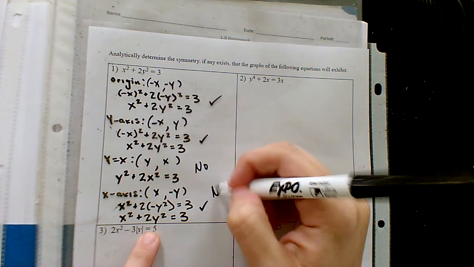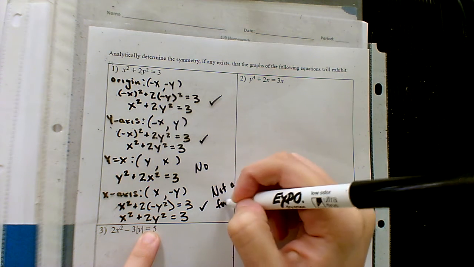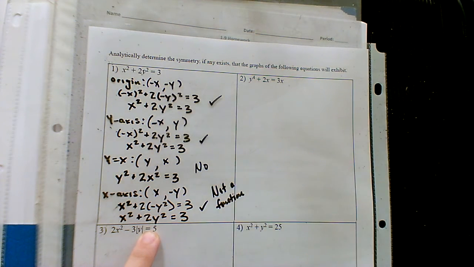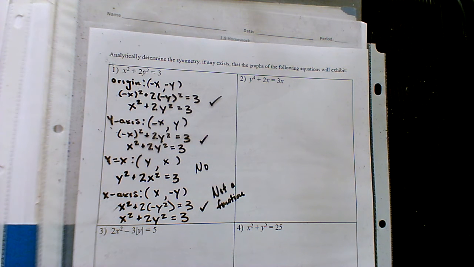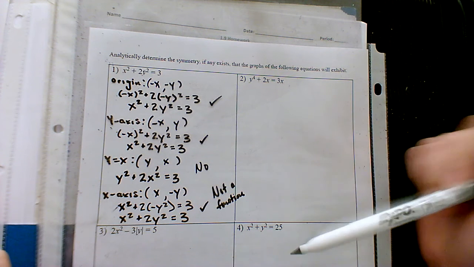So this is basically telling us it's not a function, right? Because if it has x-axis symmetry, there's no way it would pass the vertical line test. But without actually having a graph available to us, we are starting to think about what shape this might look like. Okay? We're going to stop there for today, but we're going to go ahead and test the other ones tomorrow.